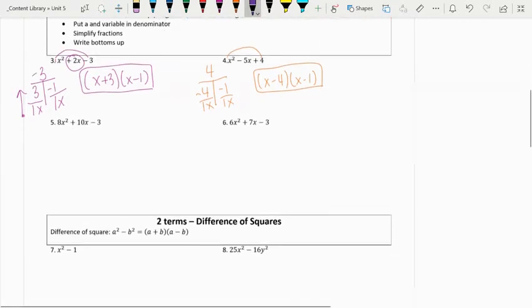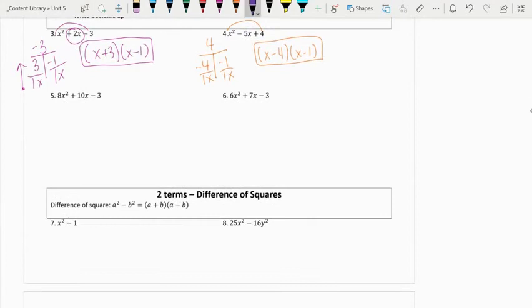On number 5, first times last this time gives me negative 24. If I want to multiply to negative 24 and add to 10, I'm going to use 12 and negative 2. This time in my denominator, my a value is 8 and my variable is x.